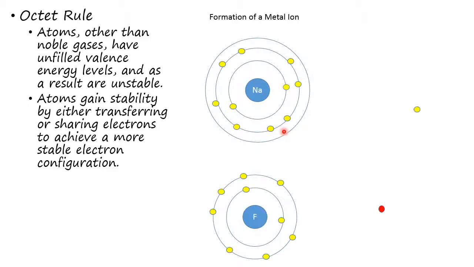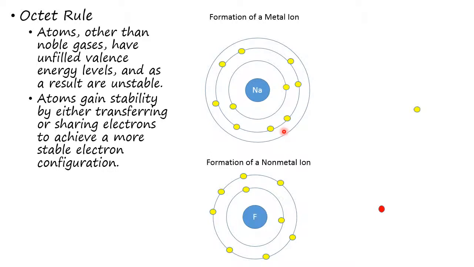So 8 valence electrons in the outer energy level. And so this has now become a sodium ion, and the sodium ion now is more stable than the original atom.